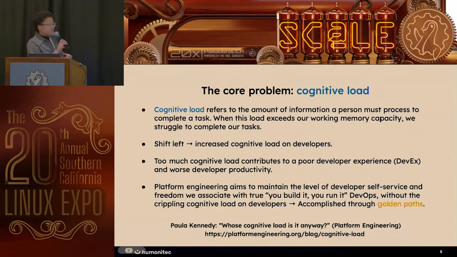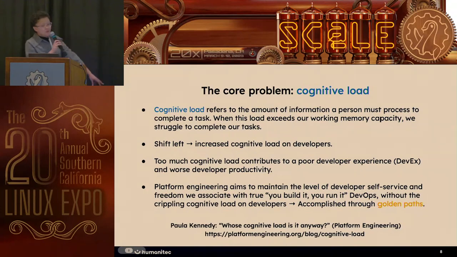Now, platform engineering aims to maintain the level of developer self-service and freedom that we associate with you build it, you run it DevOps, while at the same time alleviating this crippling cognitive load that you're getting on developers with the way that DevOps has been implemented at a lot of organizations. And this is accomplished through the building of golden paths.